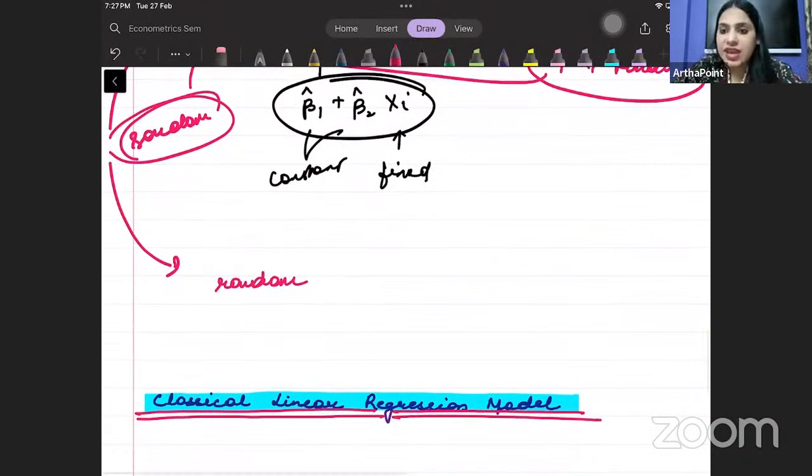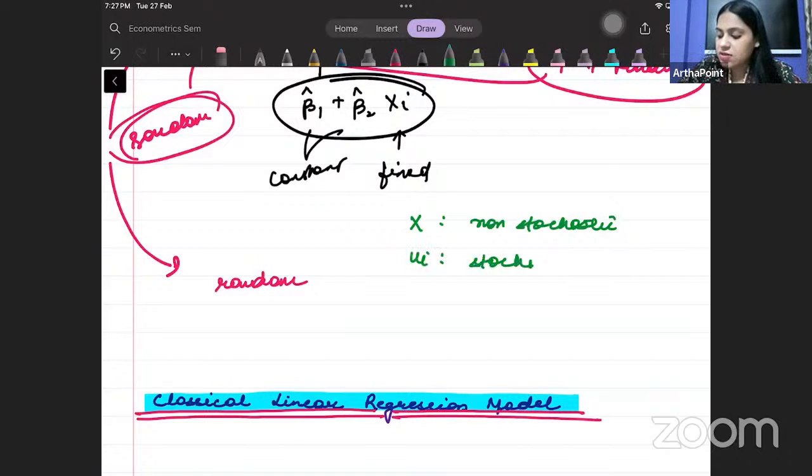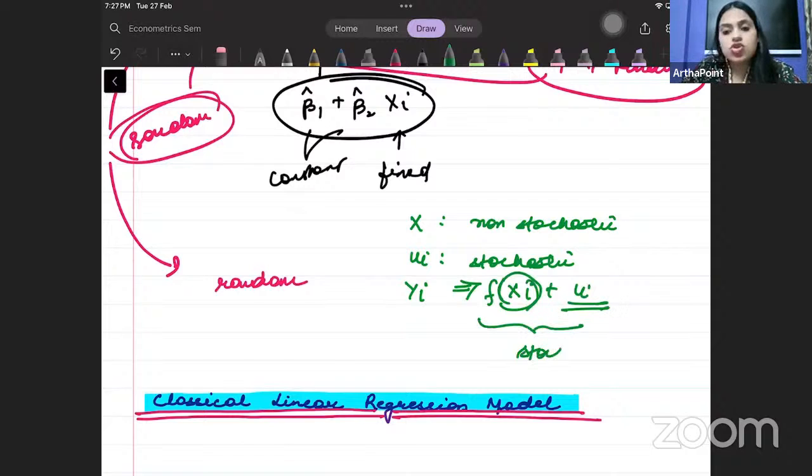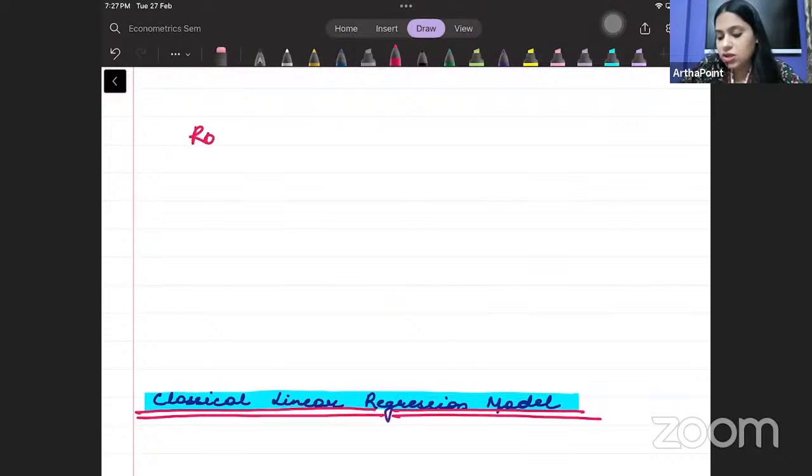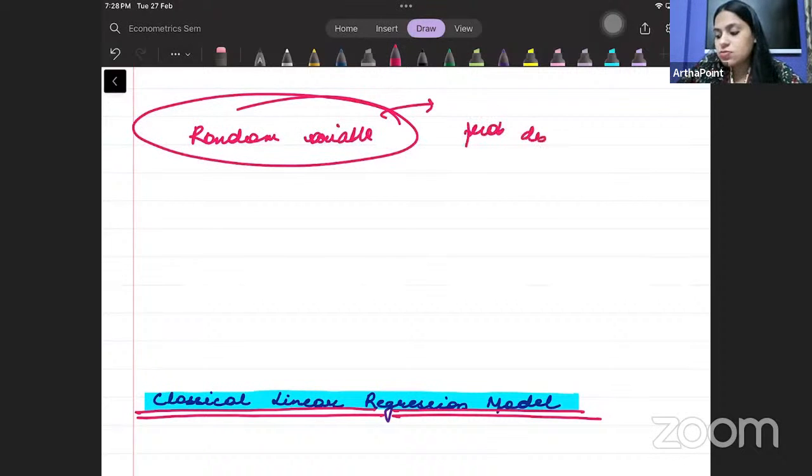So what have we derived? We have derived that the x values are assumed to be non-stochastic. The ui's are stochastic. And the yi's, because they are some function of xi's plus ui's, also become stochastic in nature. They also become random. Now, if you revisit the concept of random variable, you will find that a random variable is any variable which is associated with a probability distribution. You remember from stats class? Any variable which is random in nature will have a probability distribution associated with it.